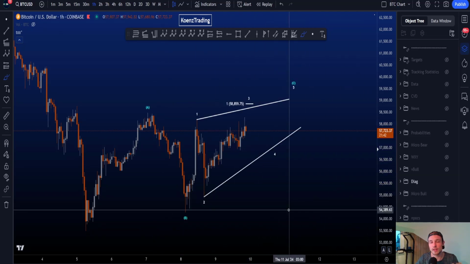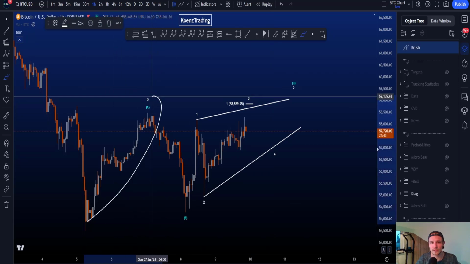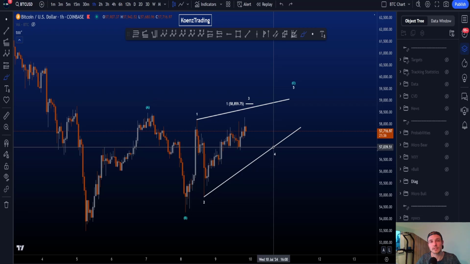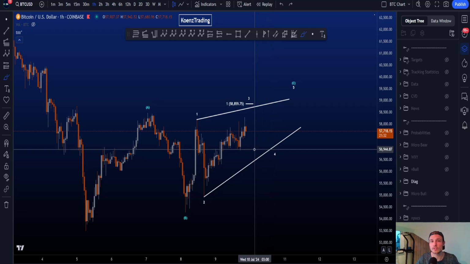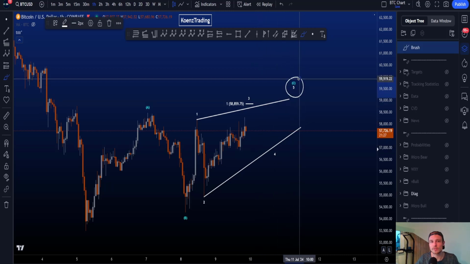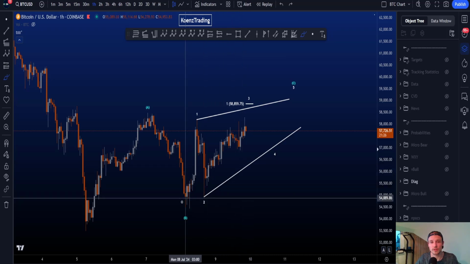Starting with the ABC scenario, where this is a wave A, a 3-wave B, and a 5-wave C, in this case we're looking for an ending diagonal in a wave C, which means we still expect some more upside. In an ending diagonal wave C, all of the waves have to be a 3-wave structure.